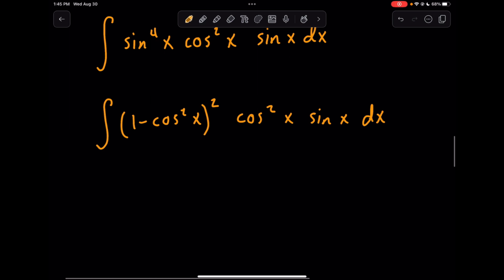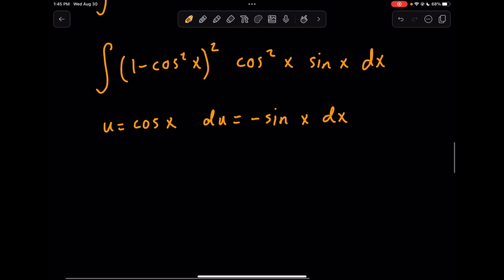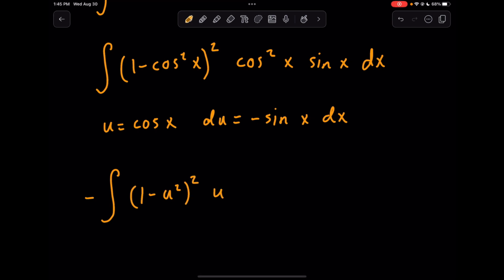Now, we can use a u sub where we set u equal to cosine of x, and du will be negative sine x. And that's what's going to get rid of the sine x that we still have. So now, we can rewrite this in terms of u. So it's the integral. We're going to have a negative sign from our du of 1 minus u squared times u squared du.